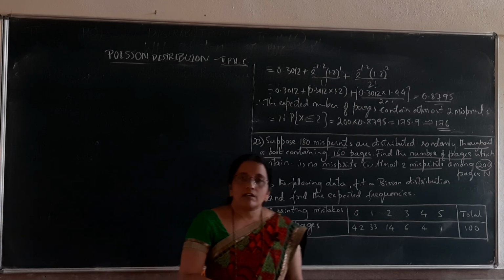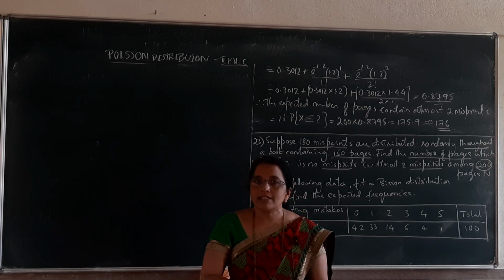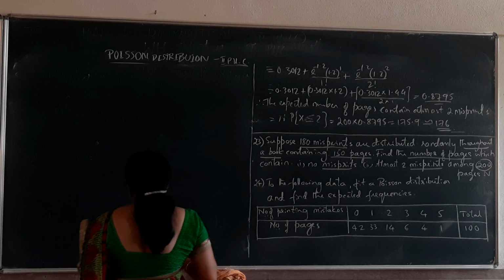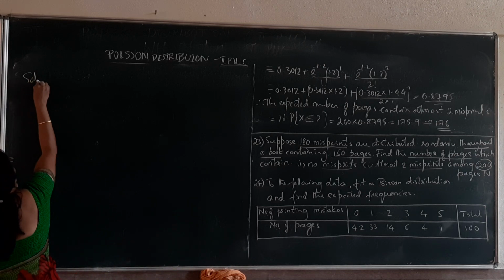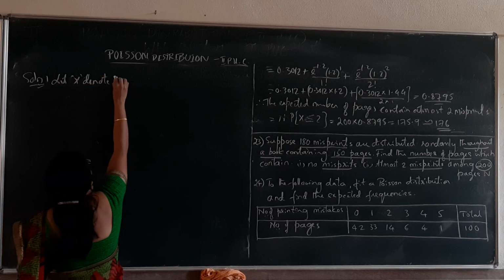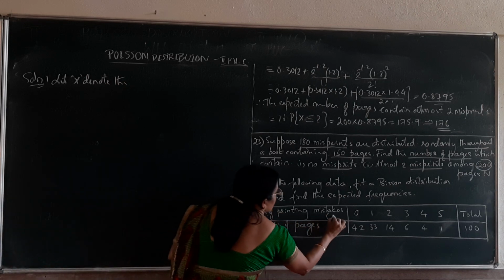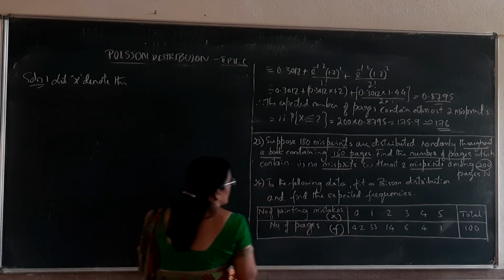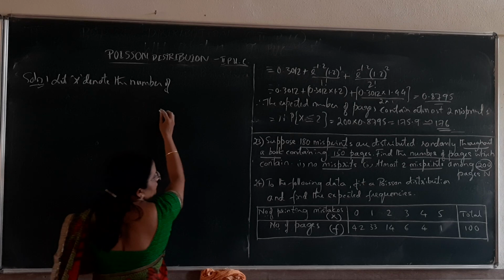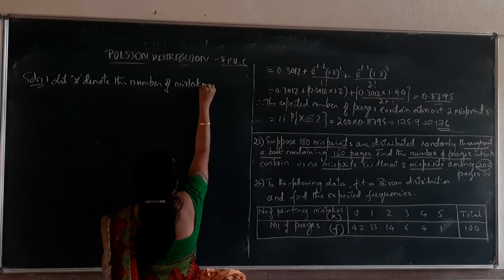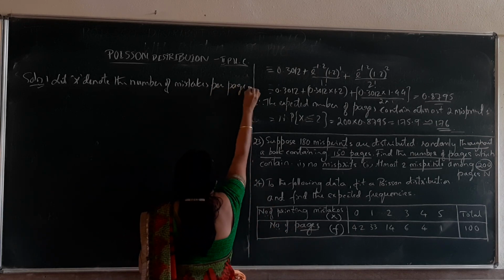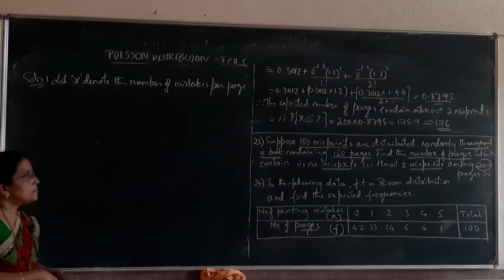But what is the theoretical mean? In a Poisson distribution, the theoretical mean is lambda. So we have to consider lambda equal to x bar. Now let us start. Always we have to start the problem by defining x. Let x denote the number of mistakes per page.